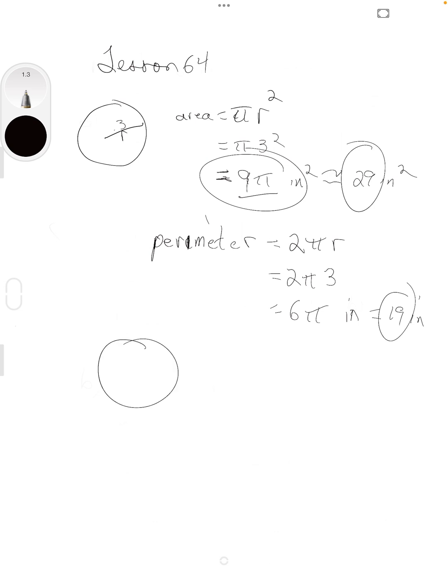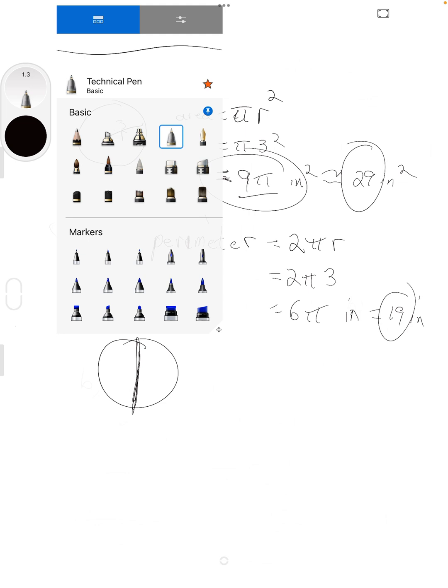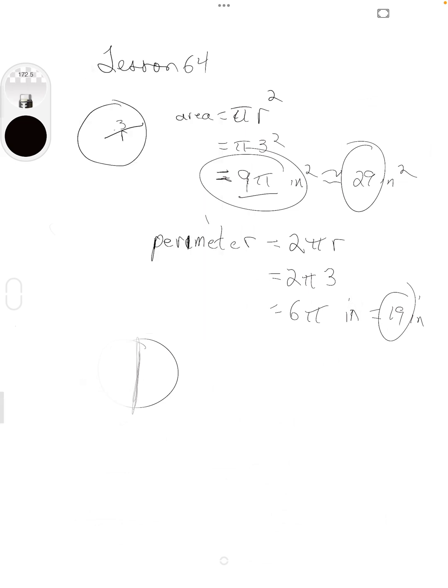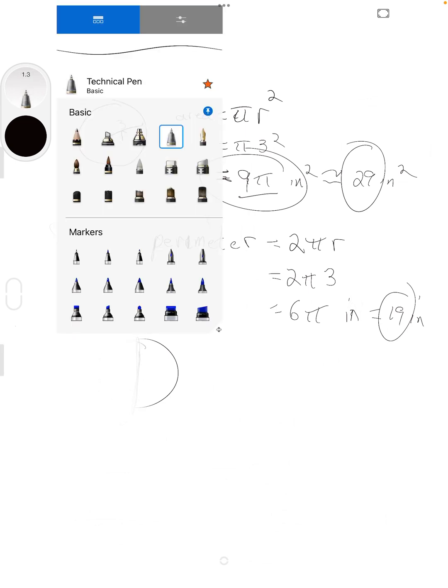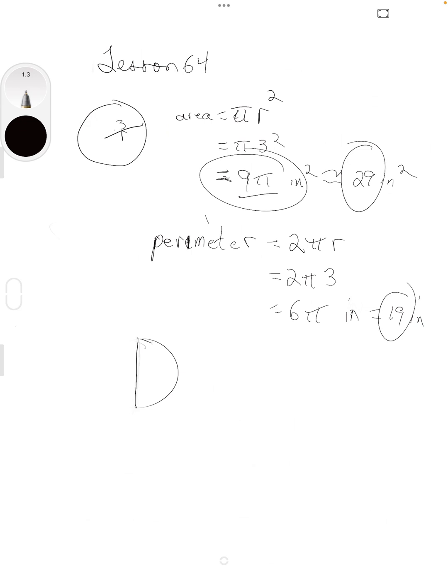Well, what if it is a half circle? So not a full circle, but half. Well, what do we do? Let's just see. The area is pi r squared of a full circle, divided by 2. That's all there is. It's just half of a regular circle. The perimeter, I'm going to call that PER, is 2 pi r of a whole circle, divided by 2. Notice the 2's cancel, so the perimeter is just pi times the radius.